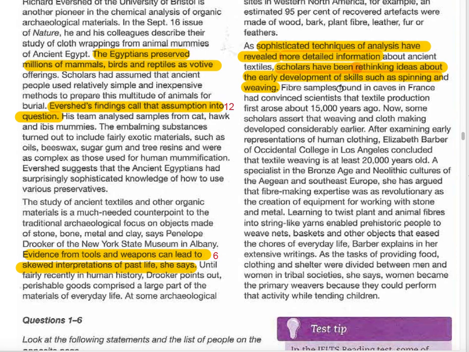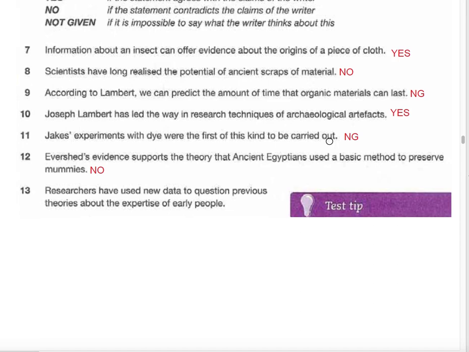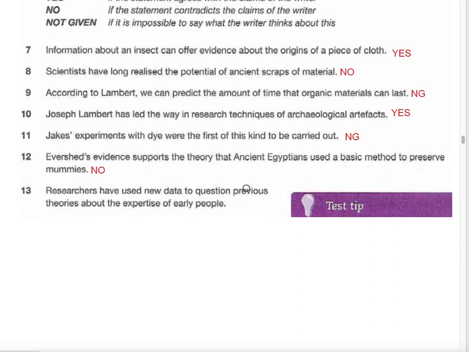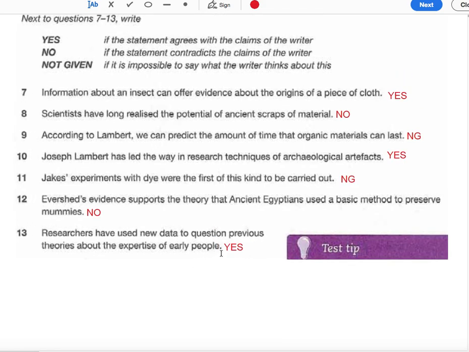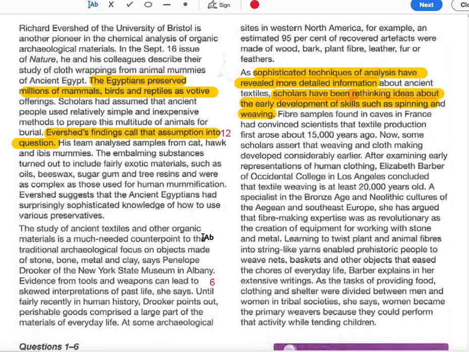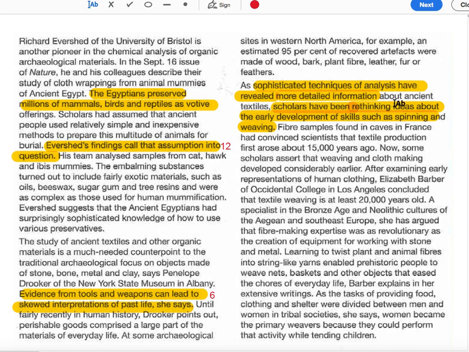So reanalyzing. And that reminds me of question 13. Which of you knew that to question previous? So to question previous theories. Yes, rethinking. So they are rethinking about them. They're questioning them and thinking more about the expertise of people. It's said here, weaving. So that should be yes. Look, they're rethinking. They're questioning the expertise about spinning and weaving. Okay. 13.